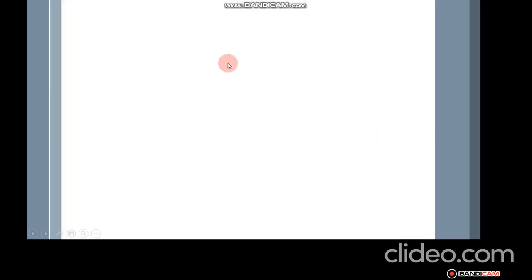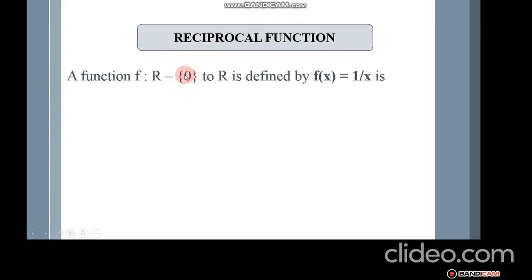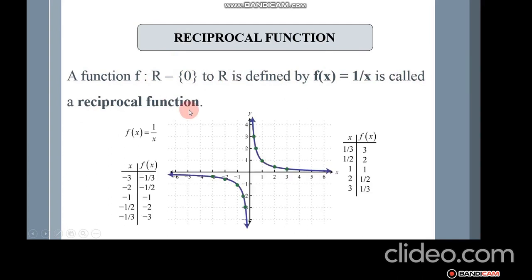Next one is the reciprocal function. A function f from R minus 0 to R. Here R minus 0 means it doesn't include 0, because 1 by 0 is undefined. So the domain doesn't include 0. So f from R minus 0 to R defined by f of x equals 1 by x is called a reciprocal function. The graph for the reciprocal function is here.